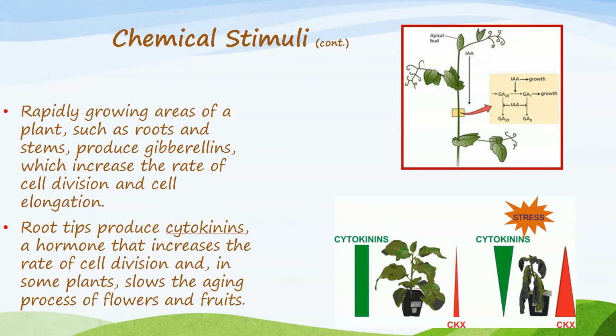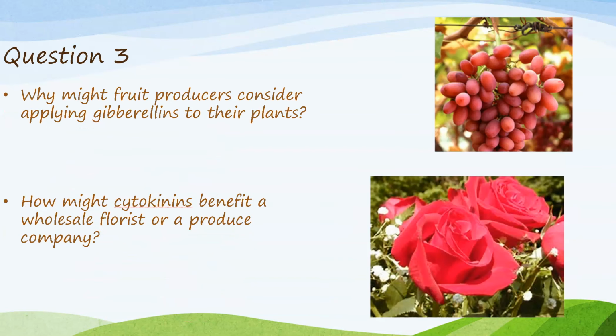Okay. Not only that, rapidly growing areas of a plant, such as roots and stems, produce gibberellins, which increase the rate of cell division. It's ramping up mitosis. So things are growing larger, longer. And then also root tips produce cytokinins. This is a hormone that increases the rate of cell division, and in some plants slows the aging process of flowers and fruits. Florists sometimes spray this on flowers to keep them looking great for a long period of time.